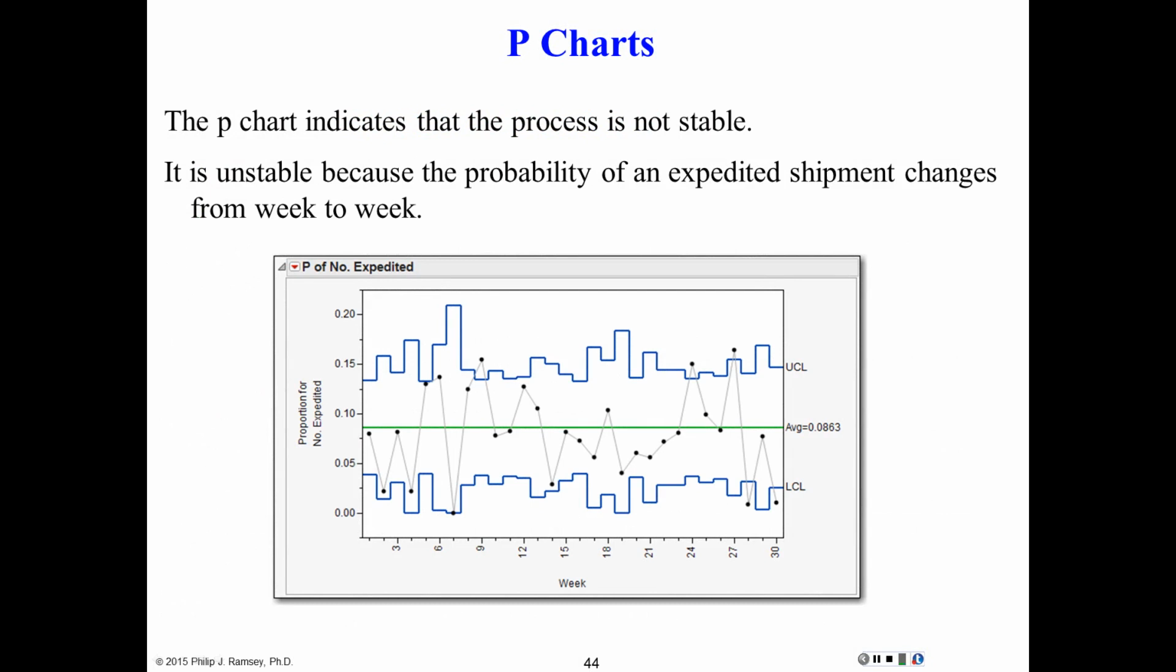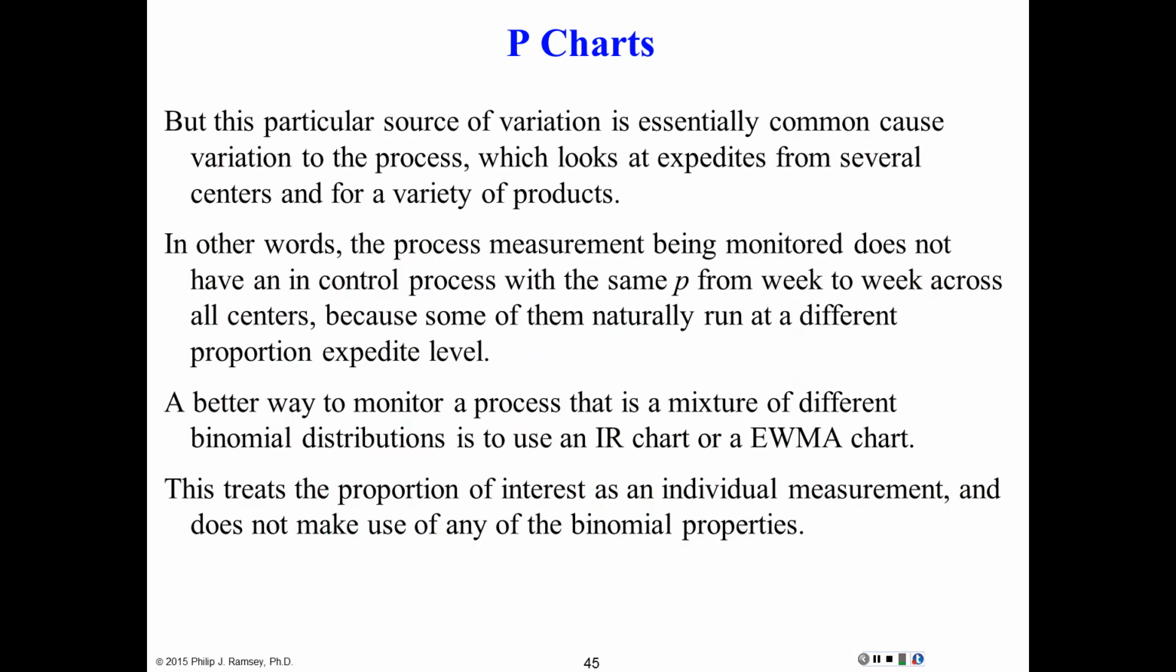Notice a lot of points appear to be out of control. You have to be careful because there are rigid assumptions about these charts. One of them being that all the sources of the lots or the data you're putting in here have the same underlying proportion defective. Well, it turns out in this case they don't. This data is being aggregated from a number of distribution centers, and they all naturally run at different levels of proportion expedited. So how do we combine the data?